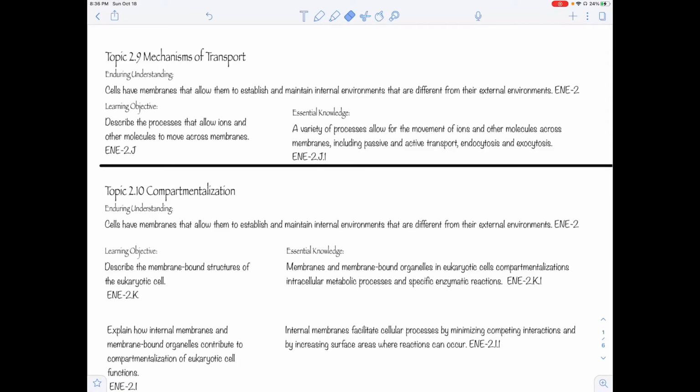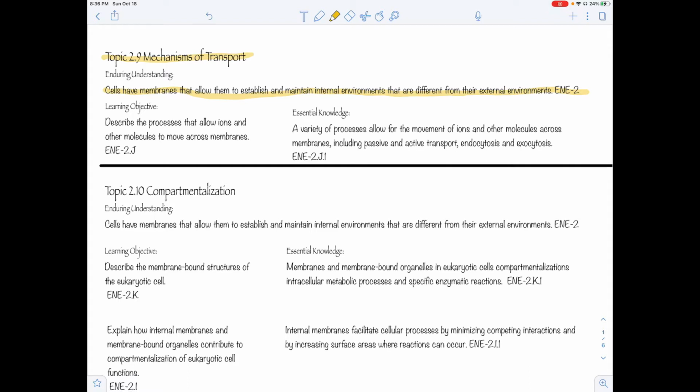All right, we're going to very briefly talk about topics 2.9, 2.10, and 2.11. Now, topic 2.9 is mechanisms of transport, and this is really reiterating what we just talked about in topics 2.6 and 2.7. So, the enduring understanding is that cells have membranes that allow them to establish and maintain internal environments that are different from their external environments.